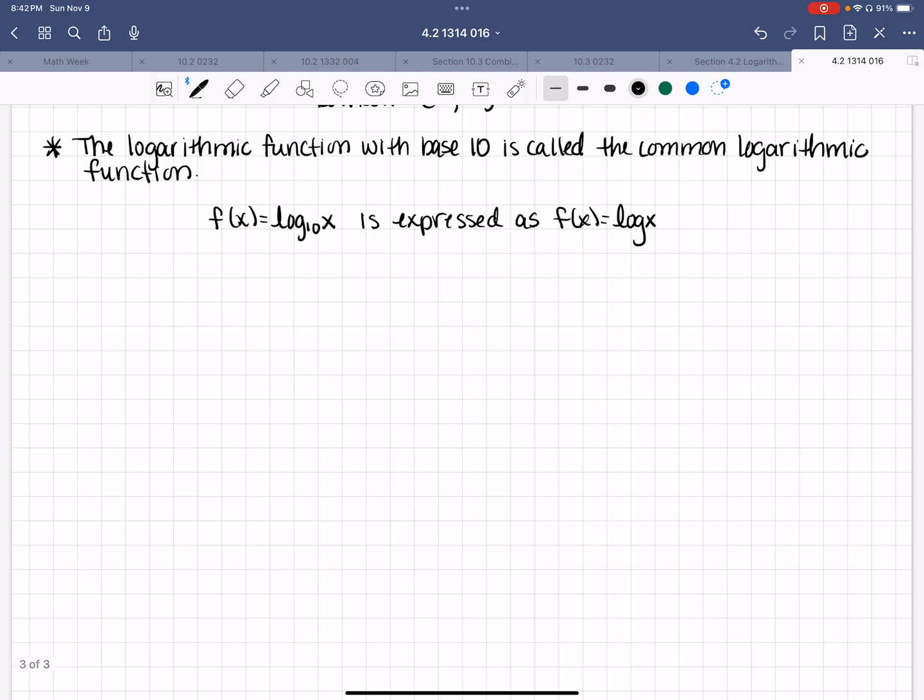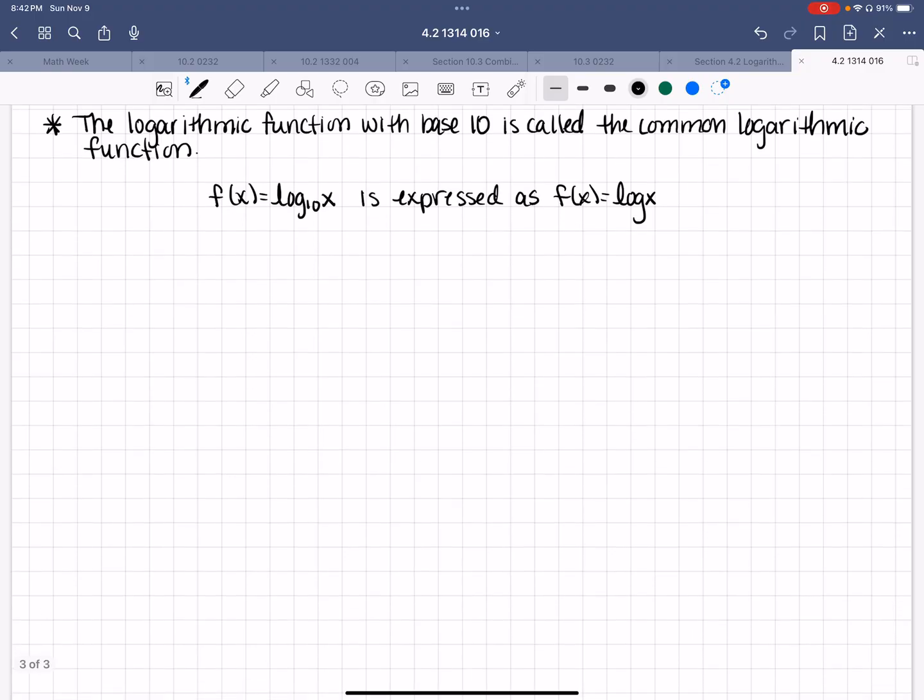Let's look at some properties of the common logarithm.